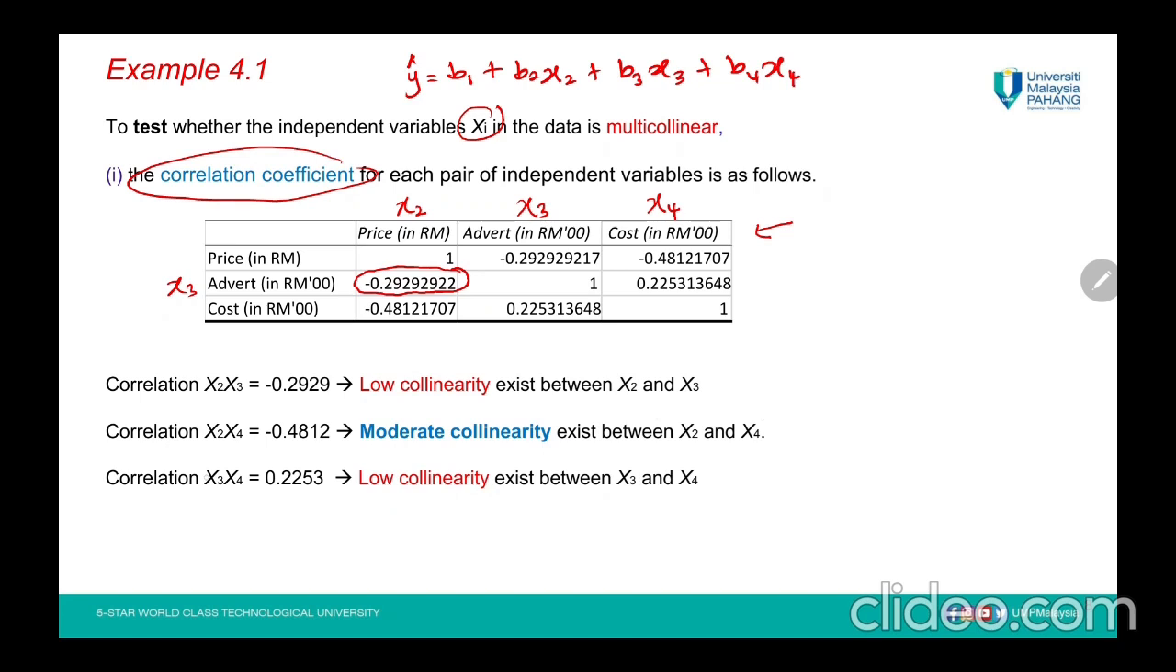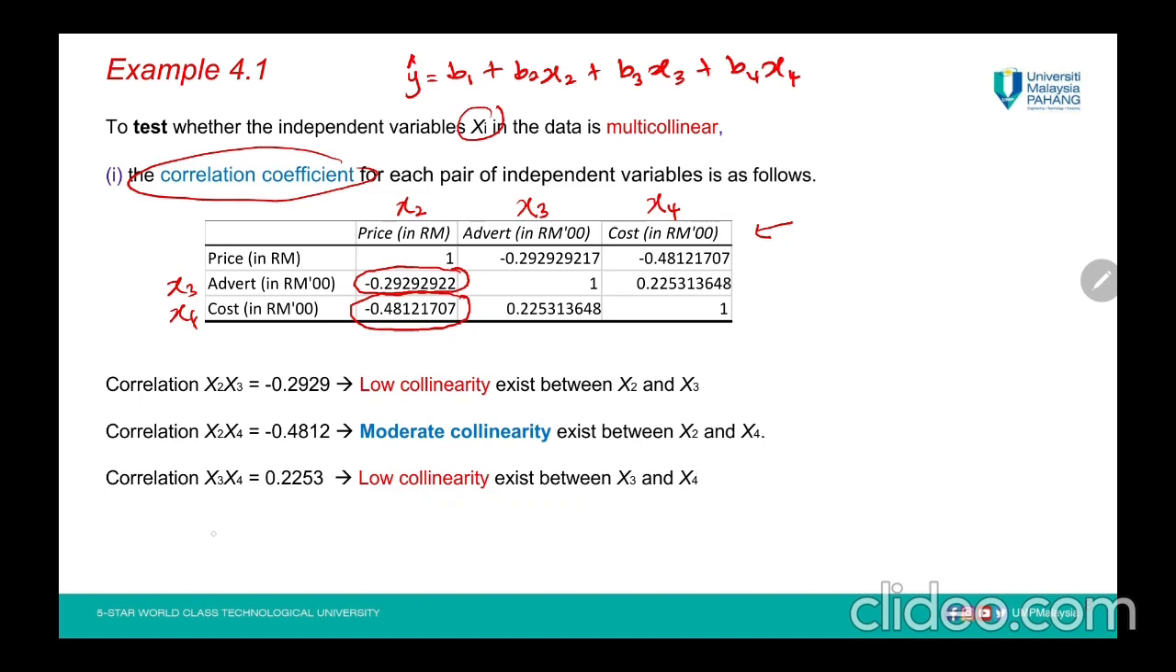Similarly, for the correlation between x2 and x4, we can get the value from this part. The value is negative 0.4812. This indicates that there is moderate collinearity between x2 and x4.